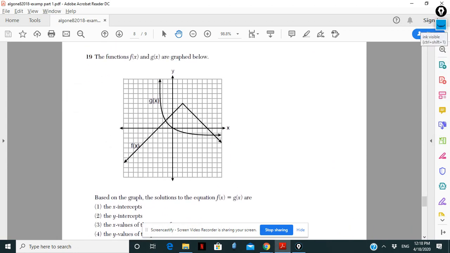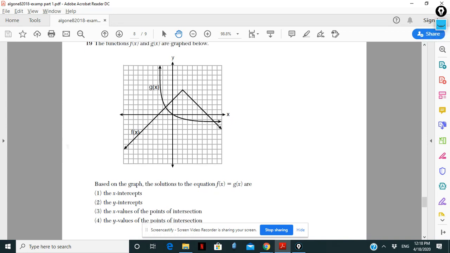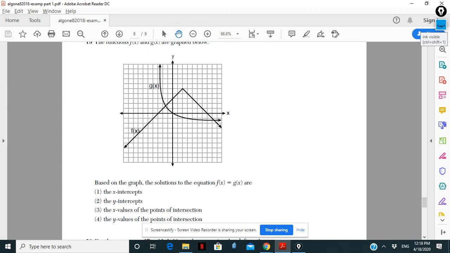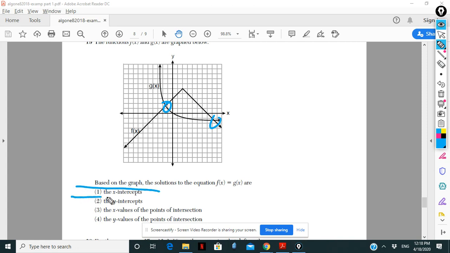You have the functions f(x) and g(x) graphed below. Based on the graph, the solution for the equation f(x) equal to g(x). So when I have a solution, it's going to be the intersect values. The x-intercept, no. The y-intercept, no. The x value of the points of the intersection, yes, because in that case it's going to satisfy the equation. Because the y value is the result that both of them have the same value. Okay, so the answer is going to be C. When I ask you about the solution, it is going to be the x value of the intersection. So for 19, it's a 3.